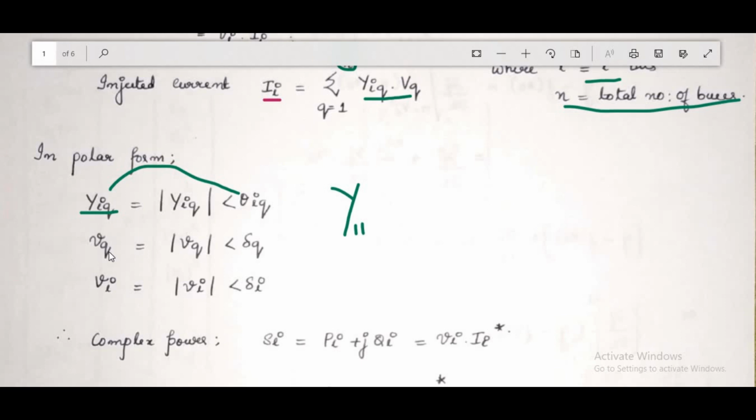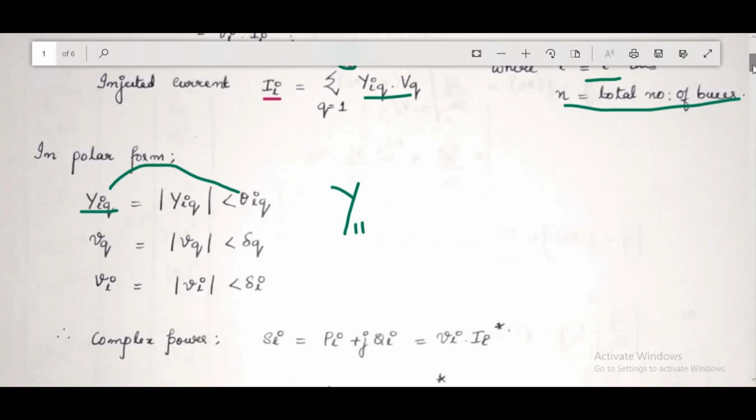Now Vq simply represents voltage of the qth bus, which can be represented as magnitude of the voltage and angle of the voltage. Angle of the voltage is represented by delta. Now Vi represents voltage of the ith bus. Again it is represented as the magnitude and the angle. Magnitude as modulus Vi and the angle delta i. So remember, so far in this discussion, you have to keep in mind that angle of the admittance is represented by theta and angles of the voltages are represented by delta. I hope this much is clear to you, the basic concepts.